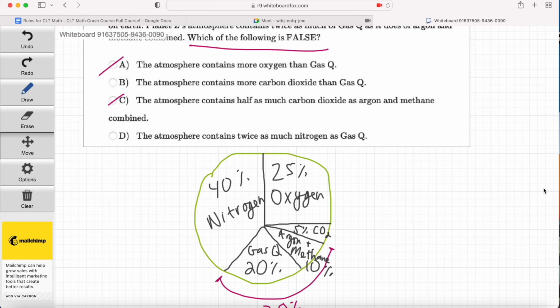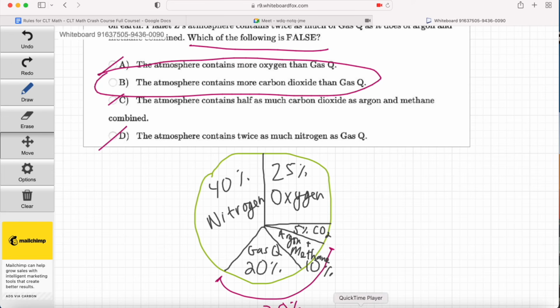Go ahead and read answer choice D. The atmosphere contains twice as much nitrogen as gas Q. True or false? True. So we get rid of it because we're looking for the false one. We found it already. Answer choice B. Any questions about that? Nope.